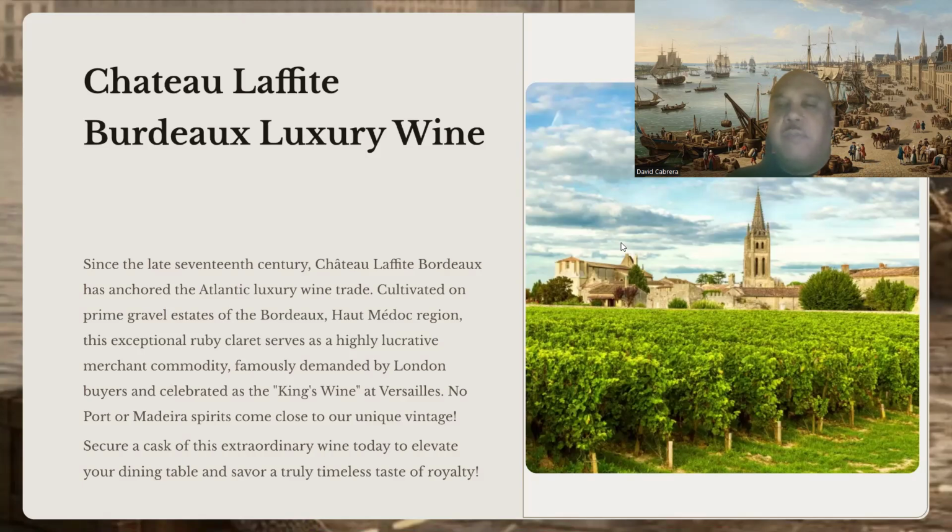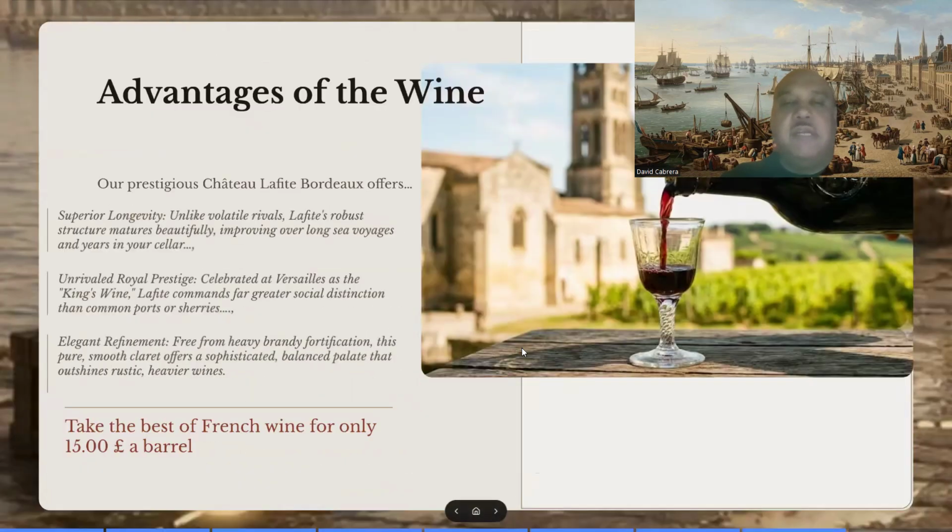So it is the purest type of wine that you can consume. In fact, many Londoners and Englishmen prefer it over any Portuguese Madeira or port wines that they can easily get, and they're willing to pay exorbitant amounts of money. But for only 15 British pounds sterling per cask of 31.5 gallons, you can get the best wine in the world. And with this, mon ami, I have finished the presentation.